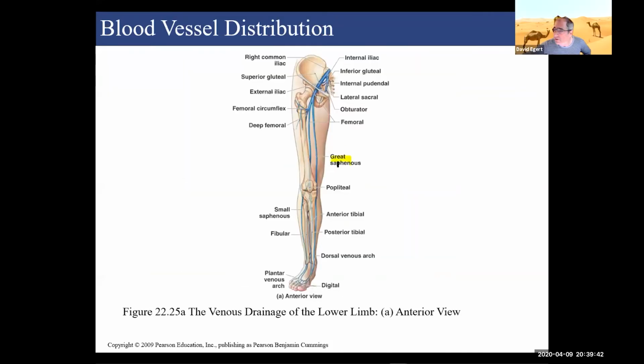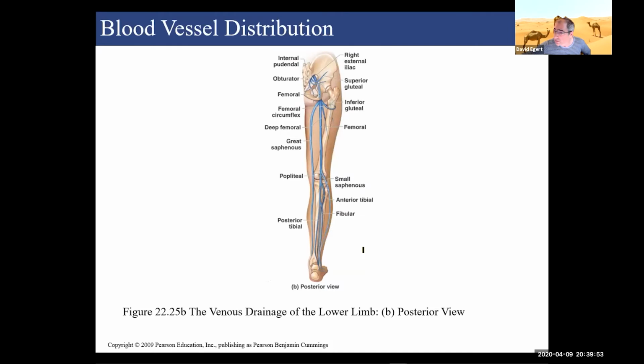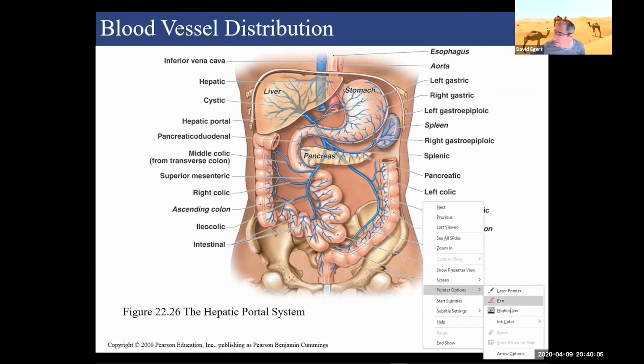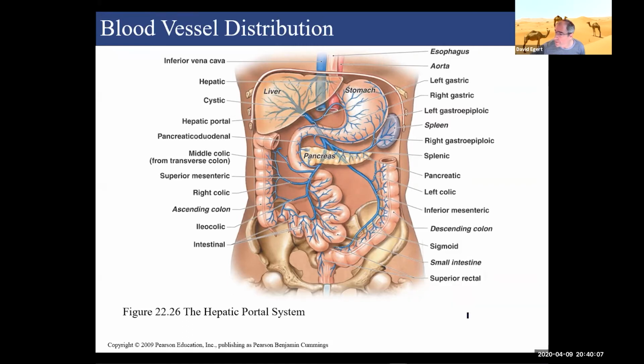I mentioned the great saphenous vein as being kind of a big shortcut all the way up to the iliac vein here, if you want to do that. And then this is showing again this idea of the hepatic portal system. Let me get a different color. All of these mesenteric veins that are draining the digestive viscera, they all ultimately feed into this thing, the hepatic portal vein.